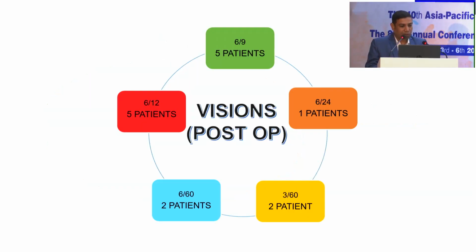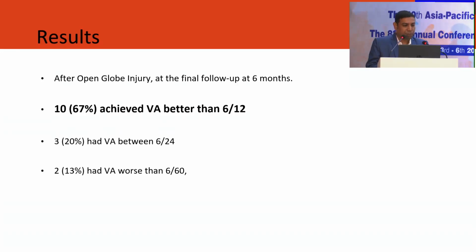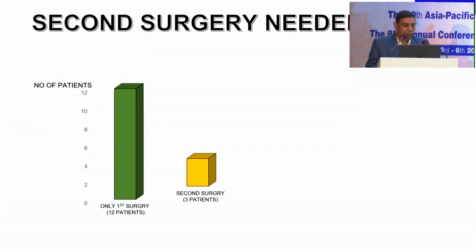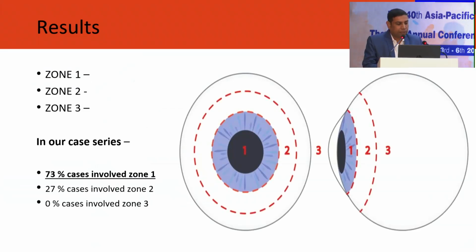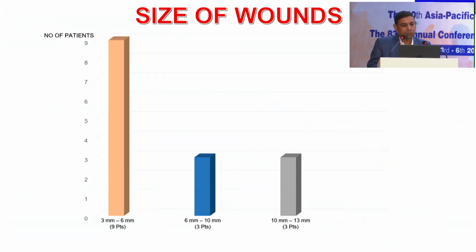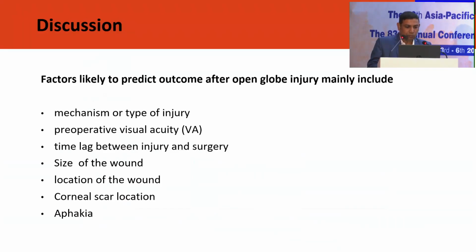Vision improved after 1 month or 2 months. In 67% of patients, vision improved by more than 6/12. In zone 1, 73% of patients had trauma, and the maximum size of the wound was 3 to 6 mm.